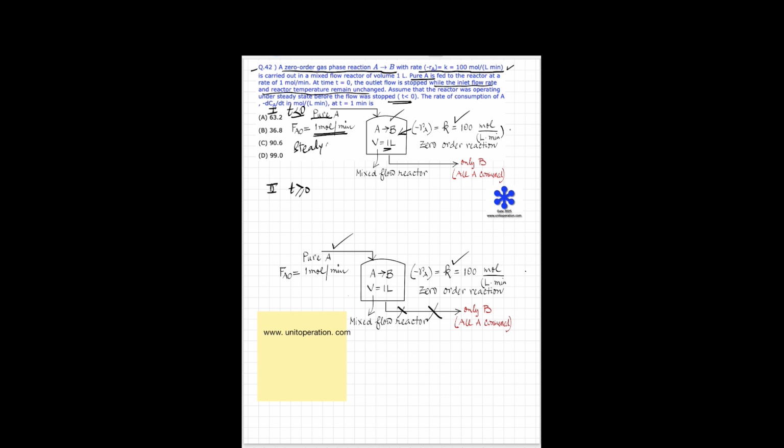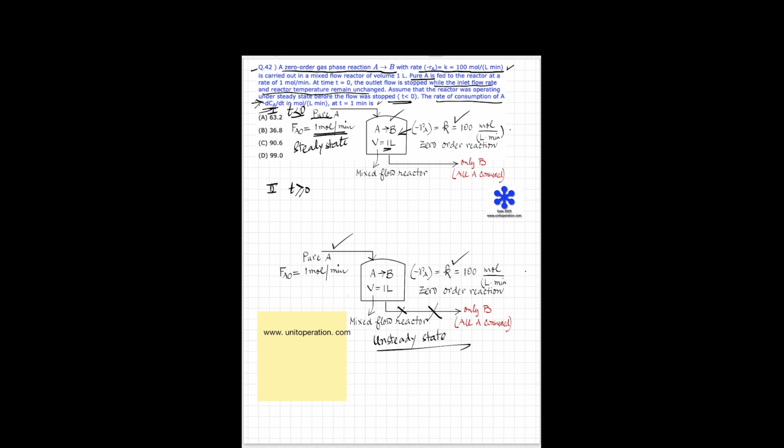And this of course should be equal to on steady state. We have to find out the rate of consumption of A, negative of dC over dt, at time t equal to 1 minute.